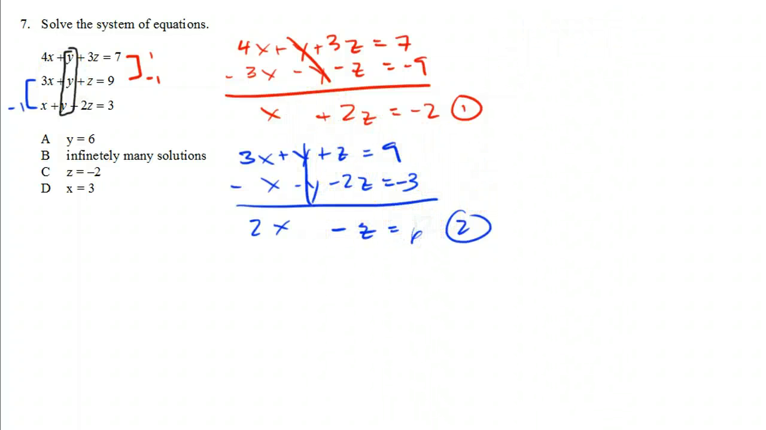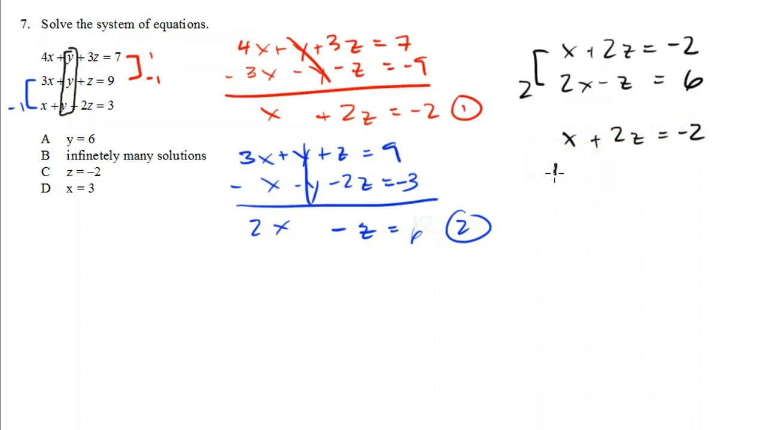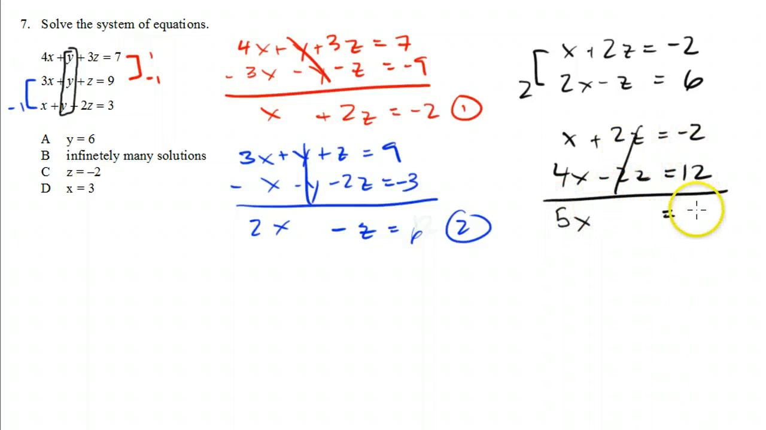Now we stack those up and we eliminate another variable. So I have x plus 2z is equal to -2. 2x minus z is equal to 6. And let's see which variable looks nice and easy. Both of them do. So I'll just multiply the bottom one by 2 to cancel out the z. So I'll have a -2 and a +2. If I do that, I get x plus 2z is equal to -2. The bottom, I get 4x minus 2z is equal to 12. And my answer gets 5x, those are gone, is equal to 10.